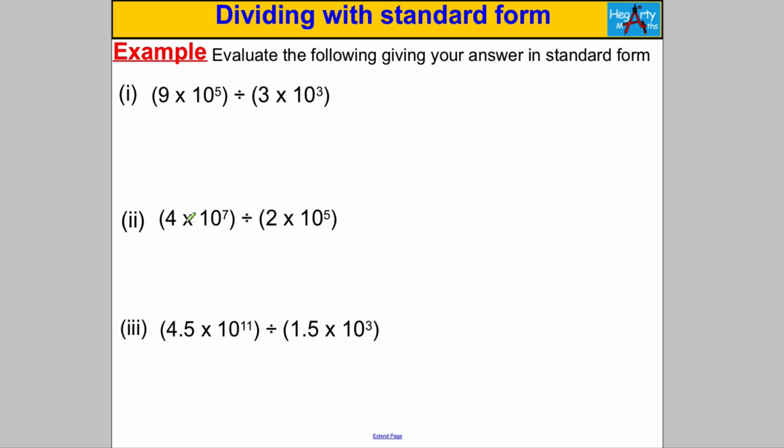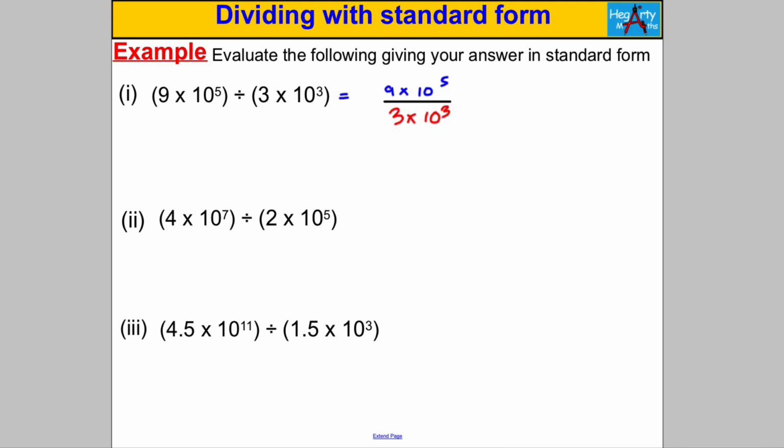Let's start straight away with some examples. Evaluate the following, giving your answer in standard form. The trick to these is to write the division with an over sign. So we're going to say 9 multiplied by 10 to the power of 5, and we're going to divide it by 3 multiplied by 10 to the power of 3.